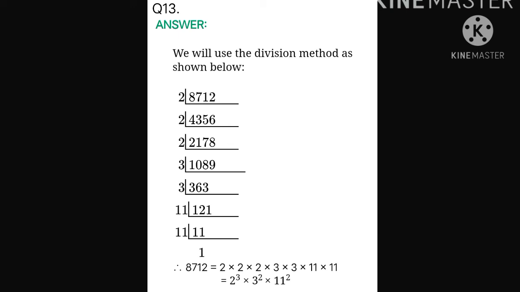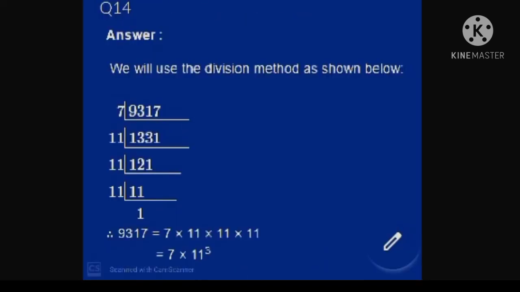Come to the next question, the prime factorization of 9317. We will be checking the divisibility and we will see that it is divisible by 7. So we will be getting 1331, which is again divisible by 11. We will be getting 121. Again 11 into 11, 121. So the prime factorization of 9317 can be written as 7 into 11 into 11 into 11, or 7 into 11 to the power 3. I hope you are understanding this.